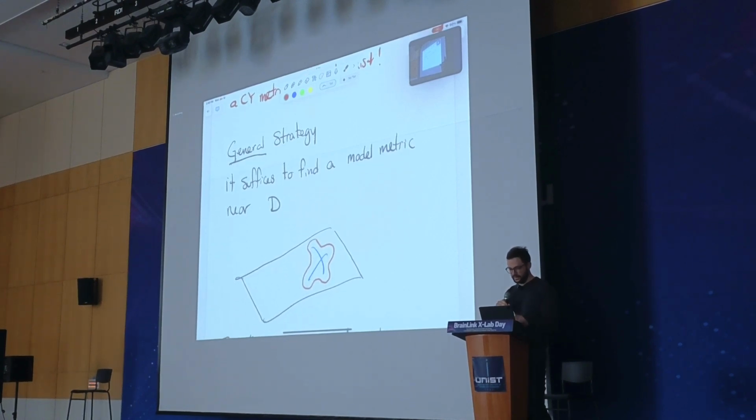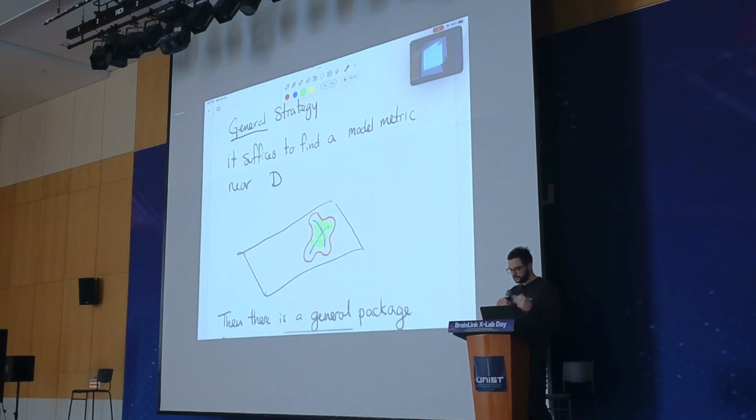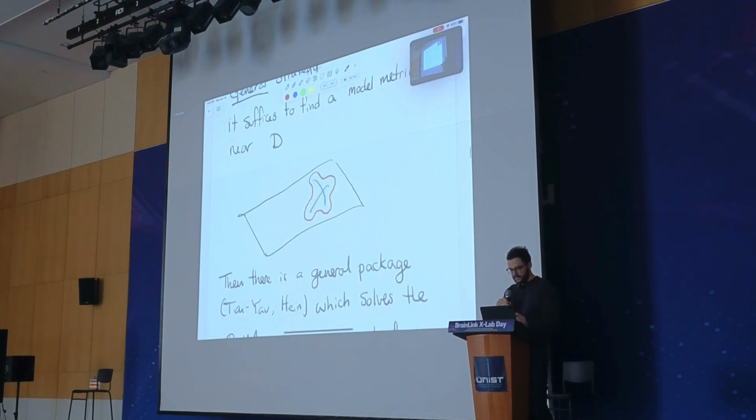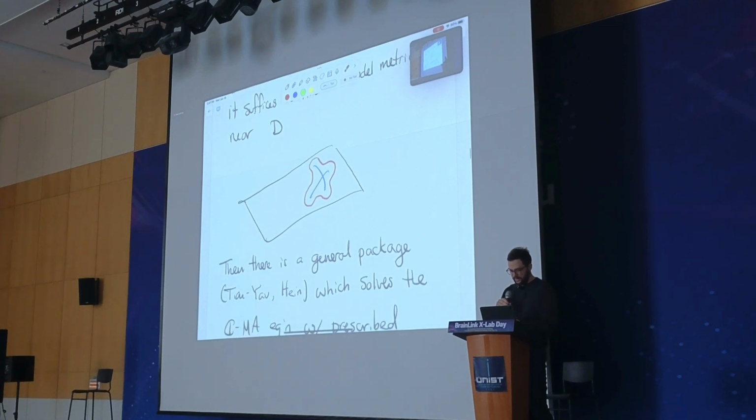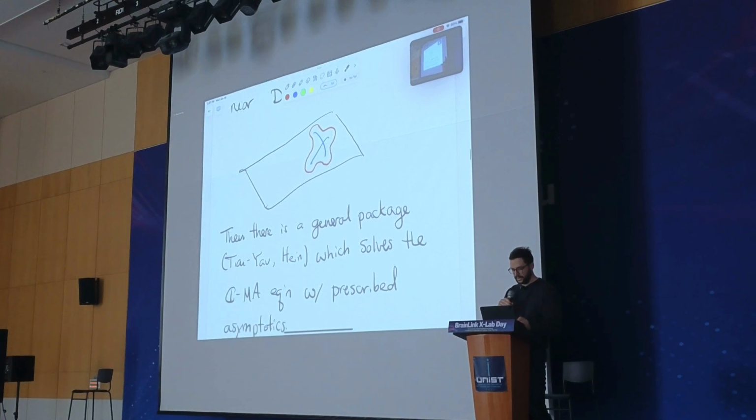So this goes back to the work of Yau and Tian-Yau. The general strategy is that it suffices to find a model metric near this divisor D. Here in this picture, I've drawn D in blue, and there's some neighborhood of D, which is in red. And basically, as long as you can find a metric in this small neighborhood of D, you're in good shape, because Yau, Tian-Yau and Hein have produced a general package which solves for you the Calabi-Yau equation outside of this set, as long as the asymptotics near D are sufficiently good.